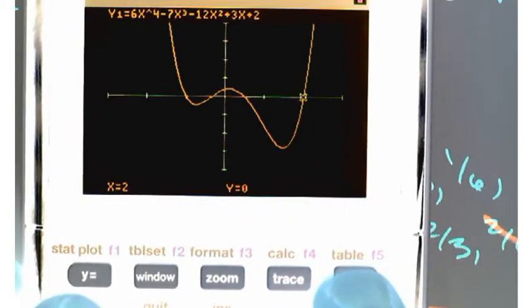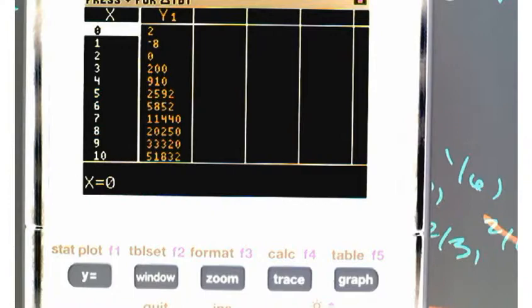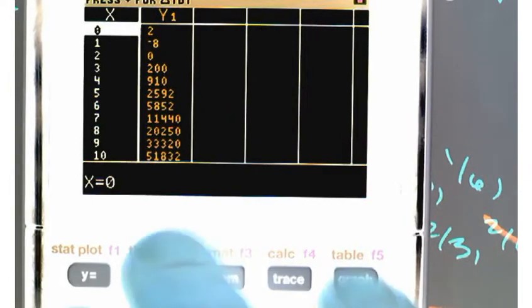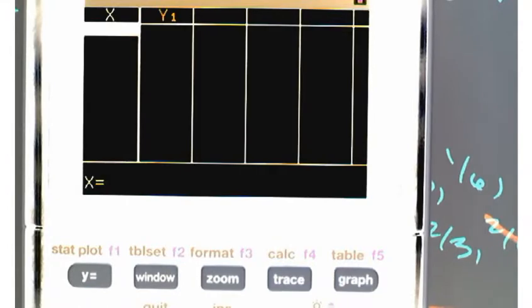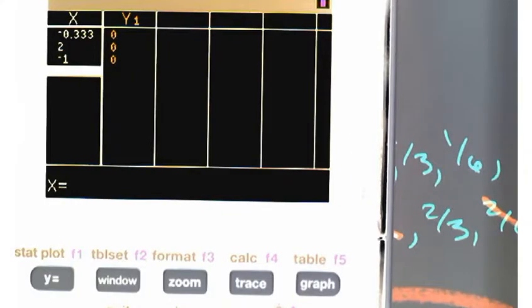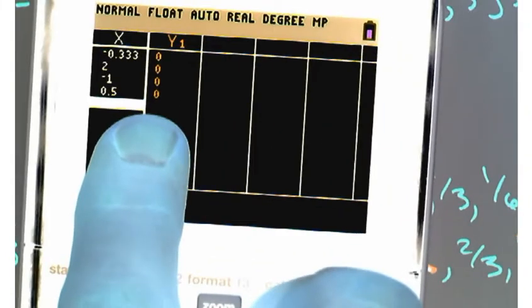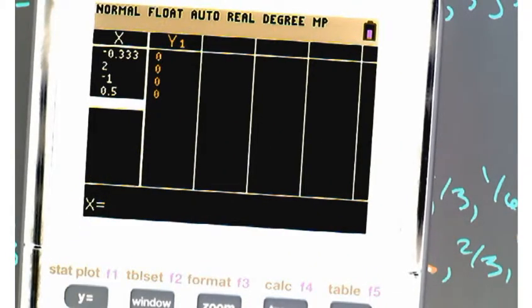You could also do that with your table. If you hit the second key and then the table key, you know what, somebody messed with this. Let me reset this to ask. You could type in these values. Negative 1 divided by 3. 2. Negative 1. And what was the last one? 1 half. There we go. So 0.5. And bam, you're getting zeros all the way.